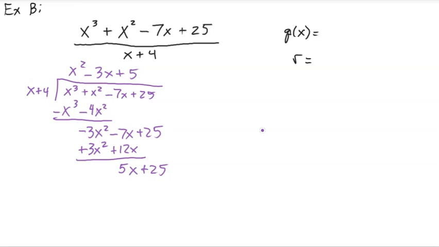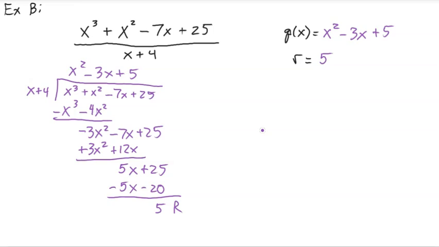Now we're going to take our 5 and multiply it by x, that's 5x. We're going to change the sign to negative 5x. Then we're going to take our 5 and multiply it by 4, that gives us 20, but we're going to change it to negative 20. 5x minus 5x, that's 0, and 25 minus 20, that's 5. And so this is our remainder. Our quotient is x squared minus 3x plus 5. So up here we're going to write quotient, x squared minus 3x plus 5, and our remainder is 5.